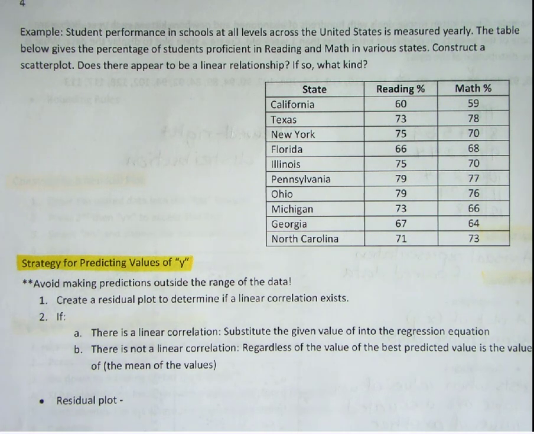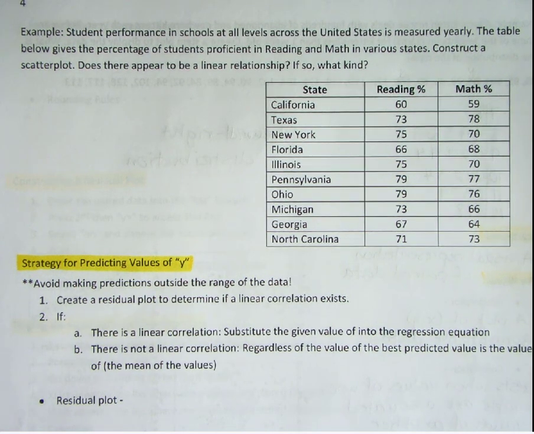In this example, student performance in schools at all levels across the United States is measured yearly. The table below gives the percentage of students proficient in reading and math in various states. We want to construct a scatter plot and decide if it appears to look like there is a linear relationship, and if so, what kind.